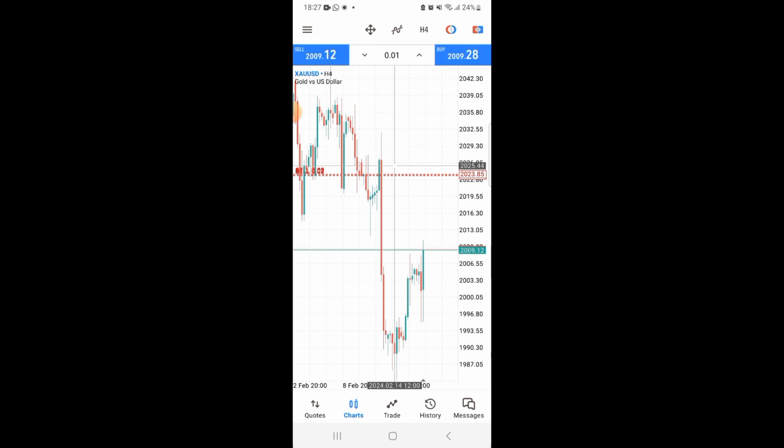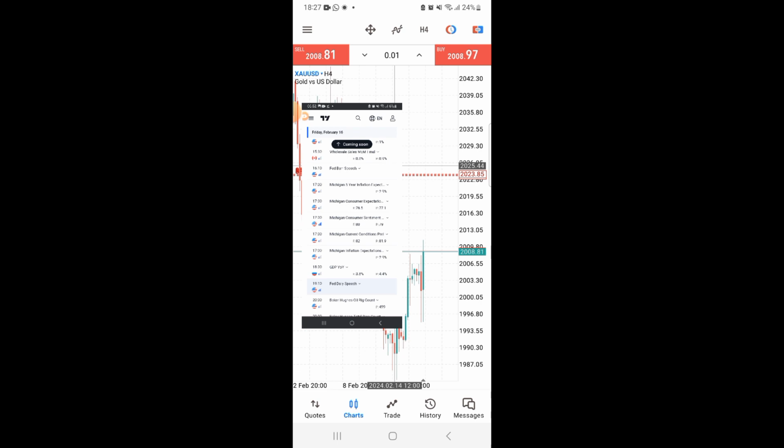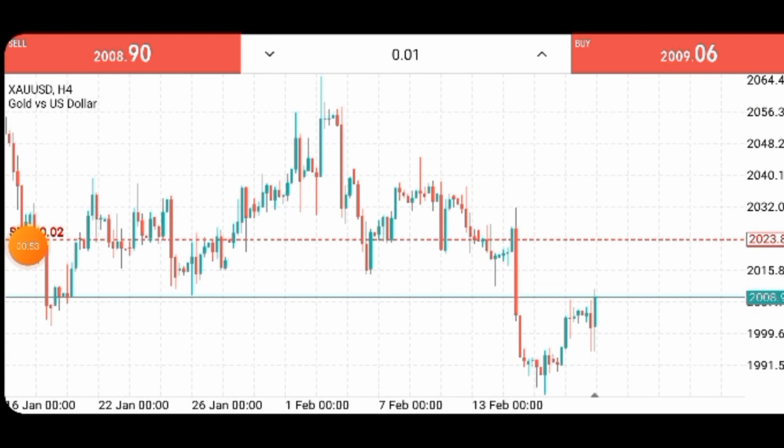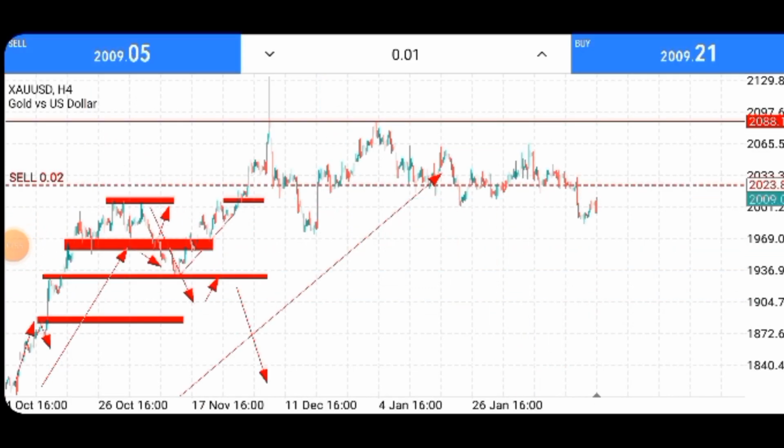So for you to practice a strategy, you need to understand why certain currencies and certain metals move a certain way on a given landscape. Zoom out. I'm sure you can see why we're selling.